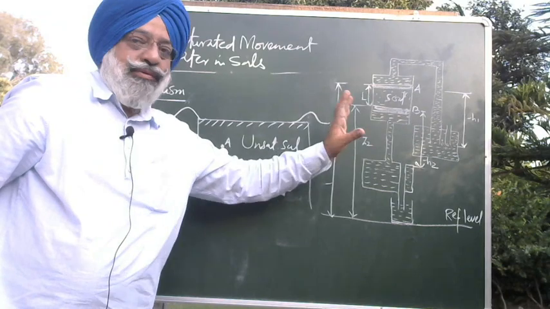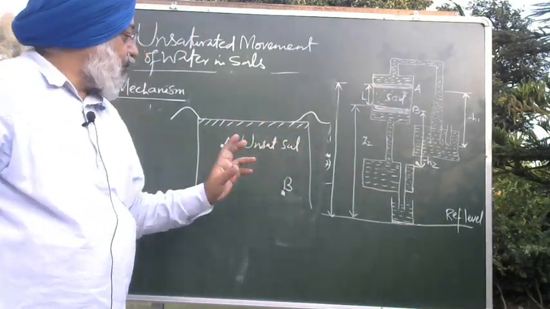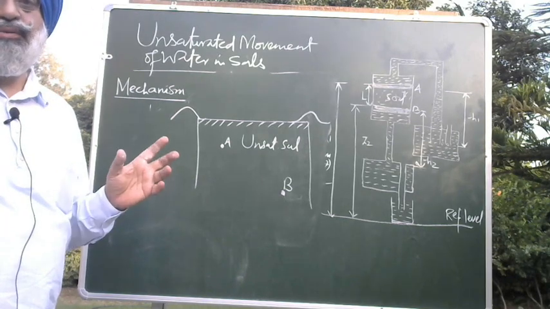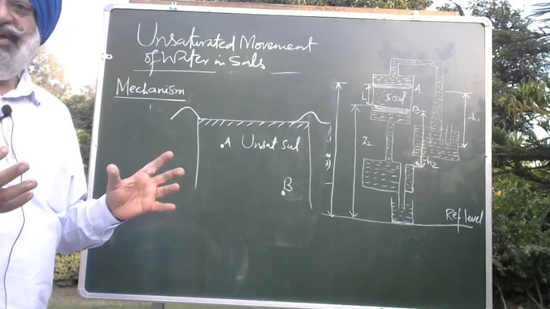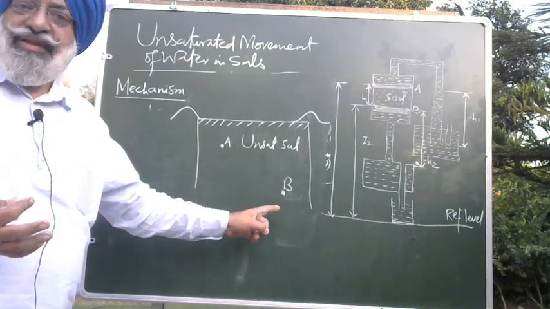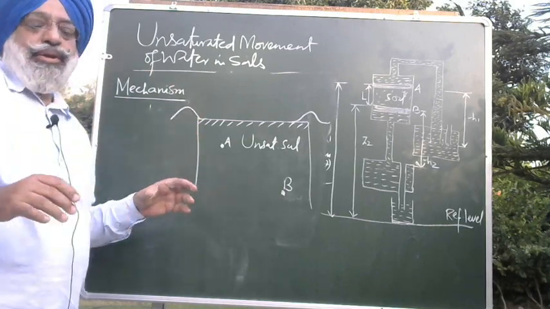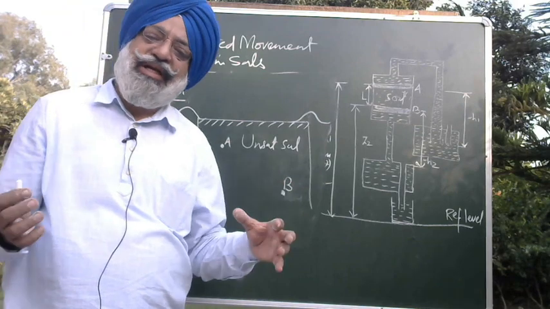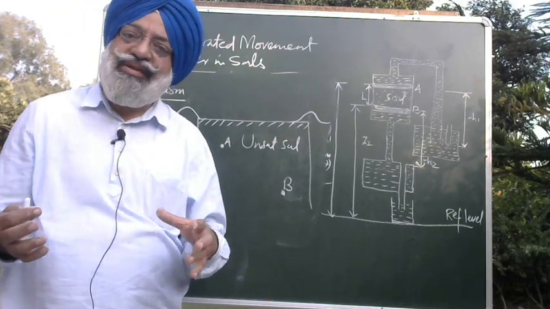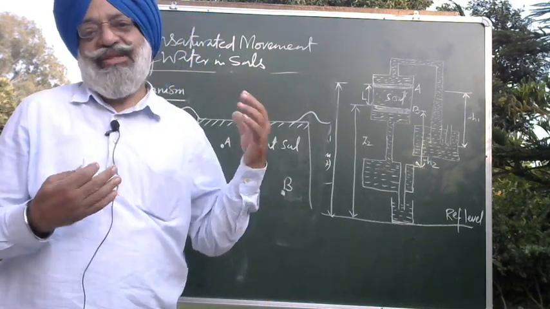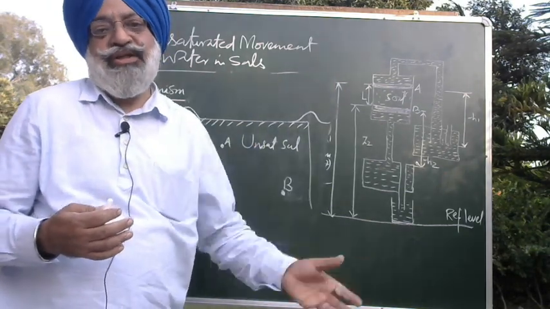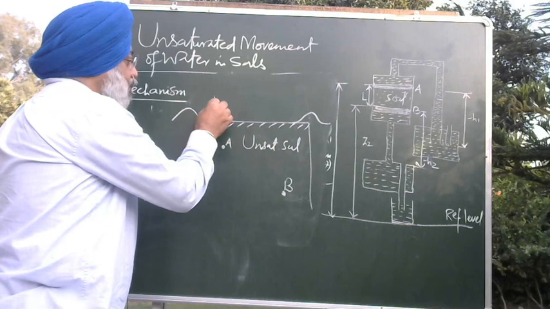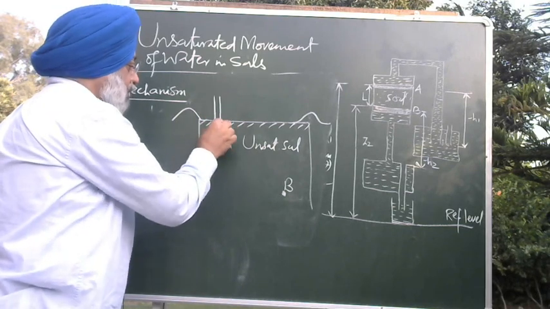Now from the Darcy-Buckingham equation, we require two things: matric potential at A and matric potential at B. You very well know how we measure the matric potential. We measure it with the help of a device called a tensiometer. I have explained the working of the tensiometer in my previous lectures. So what we will do is install a tensiometer over here.